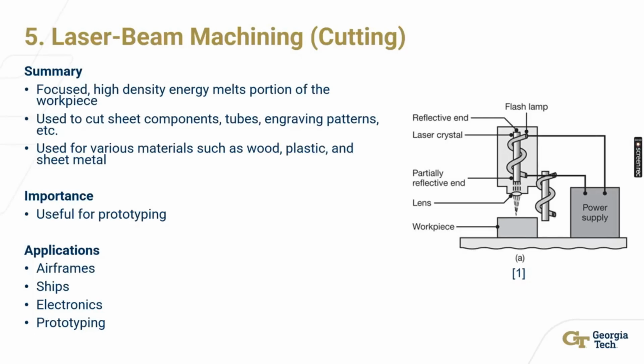The last topic is laser beam machining, and I will be focusing on the cutting process. Laser cutting uses a focused high-density energy that melts the portion of the workpiece to its desired shape. It is used to cut sheet components, tubes, engraving patterns, and even more. It is used for various materials such as wood, plastic, and sheet metals.